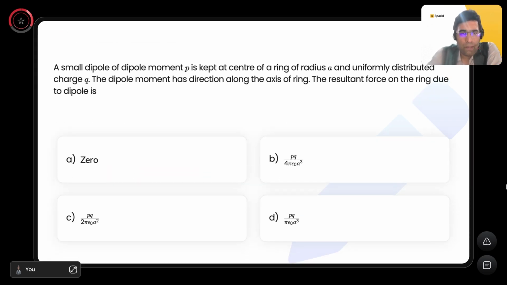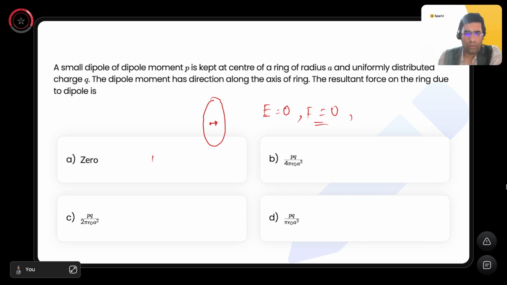A small dipole of dipole moment P is kept at the center of a ring of radius A and uniformly distributed charge Q. The dipole moment has direction along the axis. The resultant force on the ring due to the dipole is. So, see, basically every action has equal and opposite reaction. So, if we keep it on the axis, okay, then the force on the dipole or electric field at the location of dipole will be zero. Okay, so force will be zero. So force due to dipole will also be zero. So our answer will be zero only. Okay. ऐसे भी देखेंगे हम.